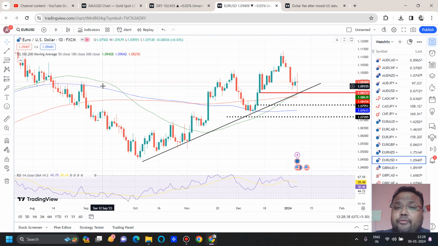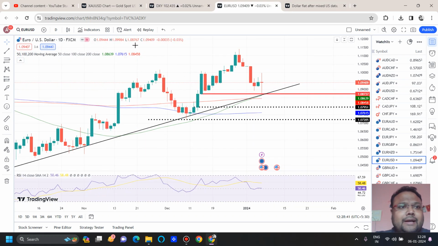So this is the chart of EUR/USD, and this is a daily chart here, my dear friends. On the daily chart we can see that Euro dollar, the Fiber, has formed a doji, and a doji signifies indecision in the market.